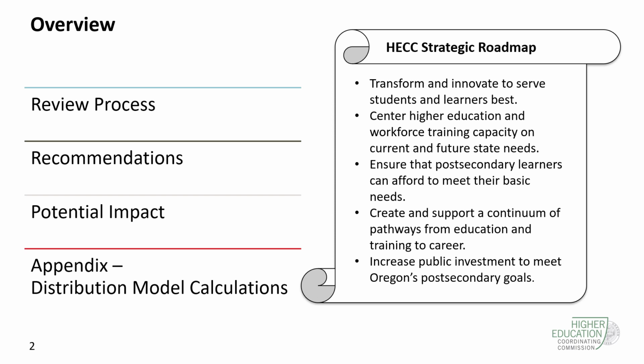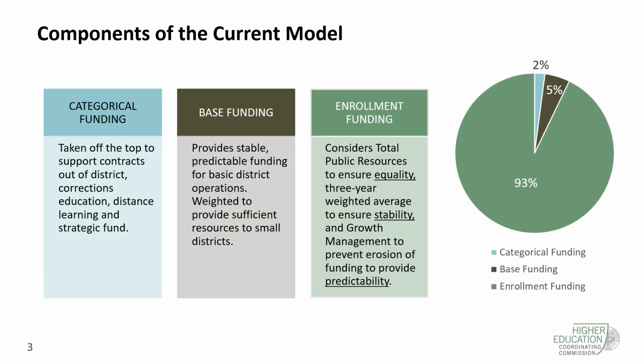And for those interested in the math, that's in the appendix, which is about halfway through the slide deck. We can go through the math itself, but not everybody needs to hear that, of course. So to begin with, the current community college funding distribution model here in the state of Oregon includes 3 components.